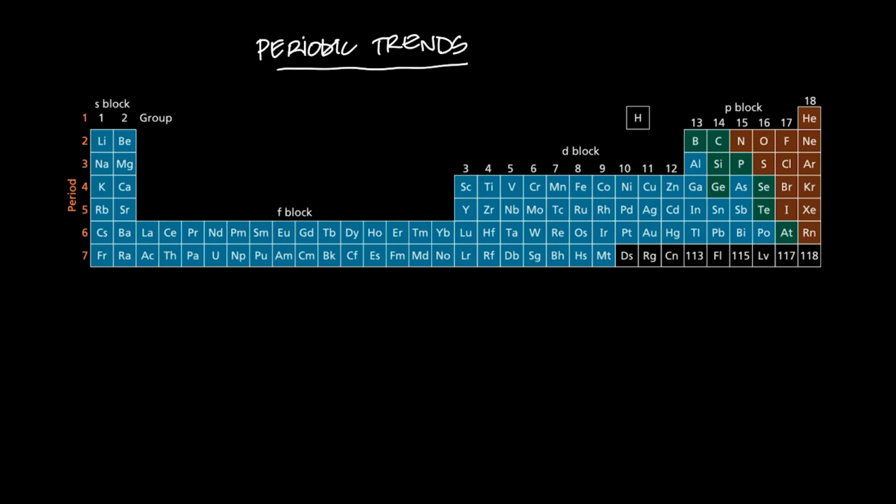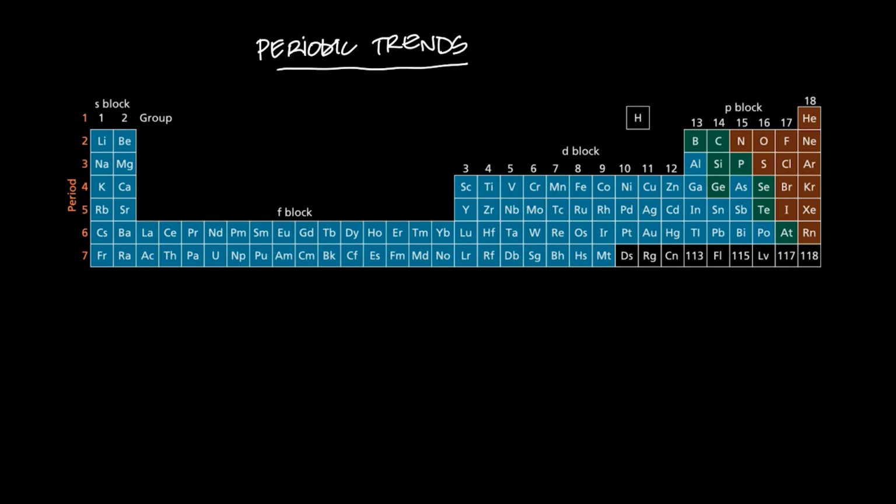Let's look at the idea of periodic trends. Elements in the periodic table show trends in their physical and chemical properties across periods and down a group. This is by far how a true periodic table looks. It actually includes the F block in between the S and the D block.